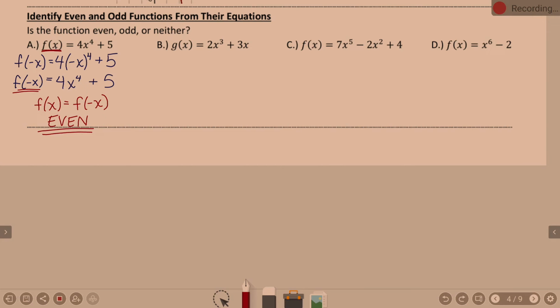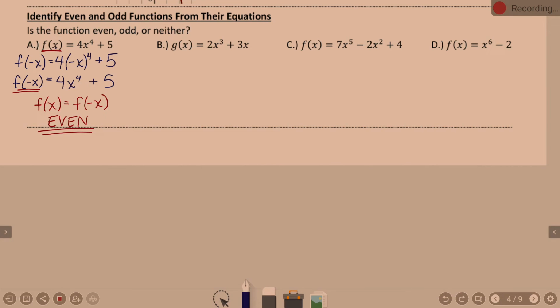This doesn't work on a test, but could you plug something like this into Desmos on homework if you want verification? Yeah. We still need the process, but your verification is 4x to the fourth plus 5. It'd be a quartic, kind of like a fat parabola moved up 5. So that's an example of even. Okay, B.